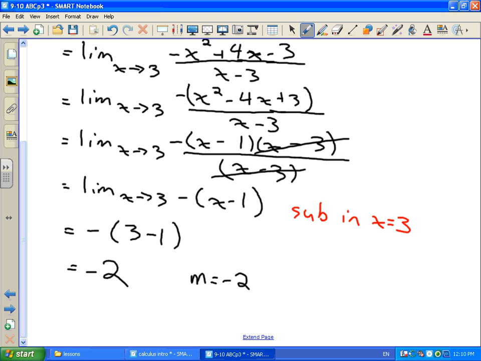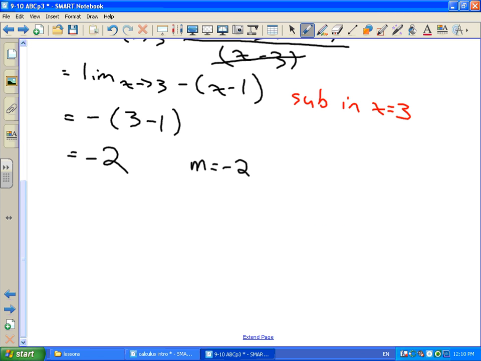They were asking us for the equation of the tangent, and we got the slope. Our equation is going to be something like y equals mx plus b, so we can sub in the slope. What we also need are values of x and y that we can sub in. Fortunately, we have them. We know that when x equals 3, y equals f at 3, which we've already evaluated, and it turned out to be 4.